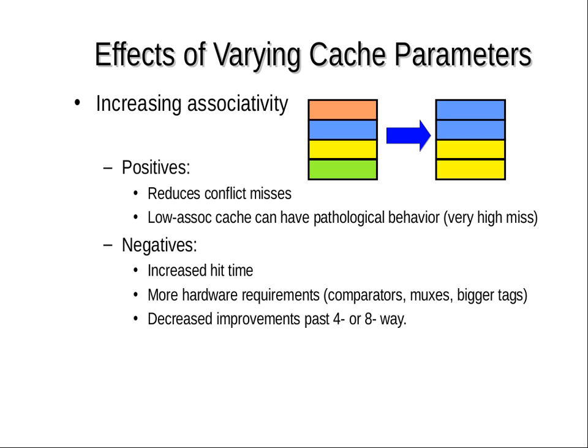Basically, if you have low associativity, you can have a very high miss rate, like we're talking about with the direct map cache. You might be operating off just one cache line when you should be able to map to the other three. Unfortunately, when you become higher, more associative, it increases your hit time again, needs more hardware, and has decreased improvements past 4 or 8 way. After about 8 way, no one's shown any significant advantage there.